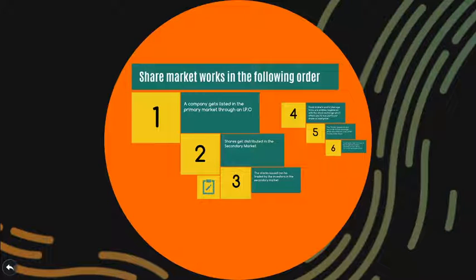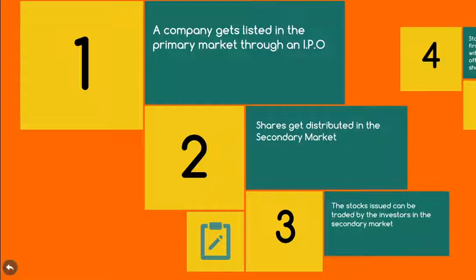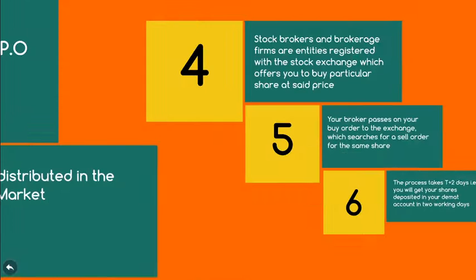Firstly, moving with the flow, a company gets listed in the primary market through an initial public offering (IPO). In its offer document, it lists details about the company, the stocks being issued, and so on. During the listing, the stocks issued in the primary market are allotted to investors who have bid for the same. This trading is done on the stock exchange, which is a secondary market.